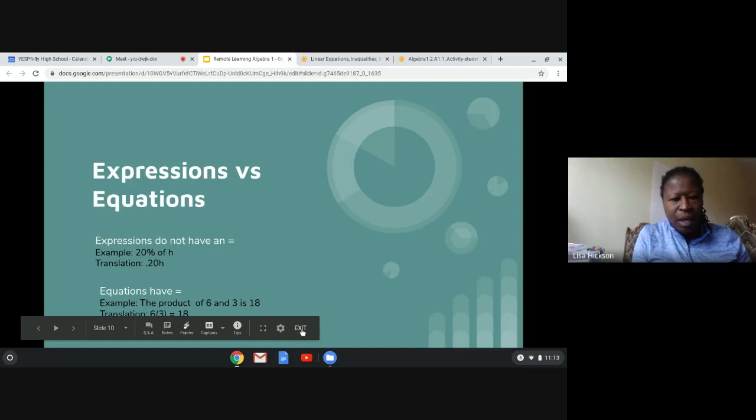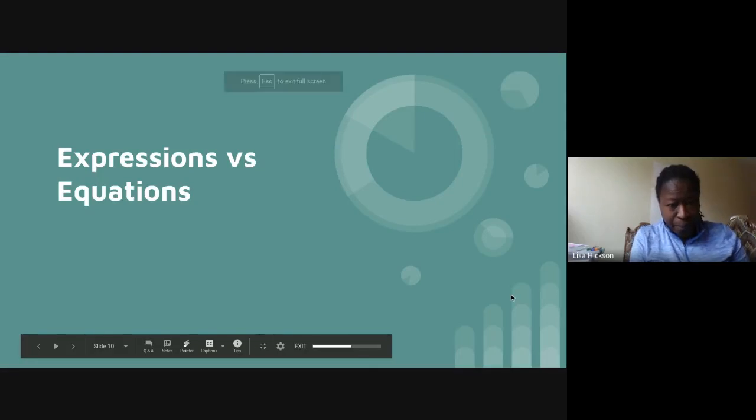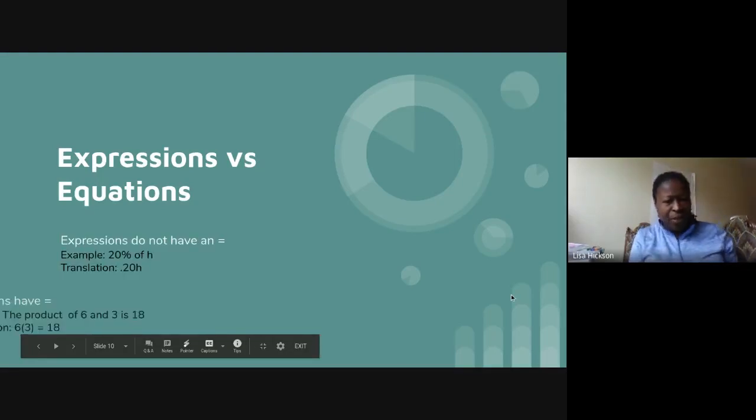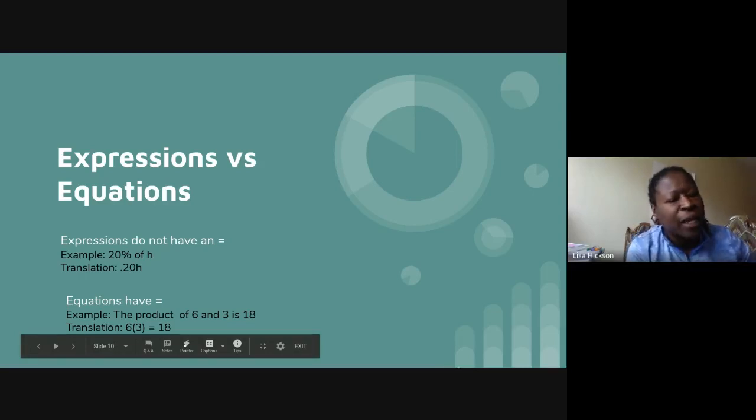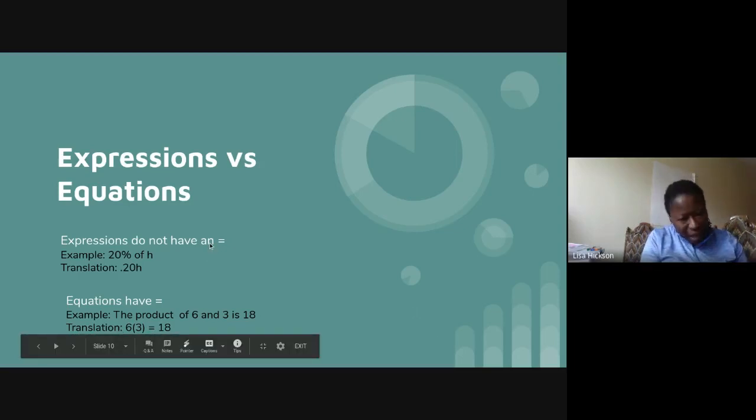So the example of the product: the product of 6 and 3 is 18. We know that product implies multiplication. Therefore, we just put it again in parentheses. You will see it one of two ways. In the expression, they are just next to each other. But in the equation, the parentheses implies multiplication. So 6 times 3 is 18. Anybody who needs to write that down, write down the difference. Expressions do not have equal signs. Equations do.